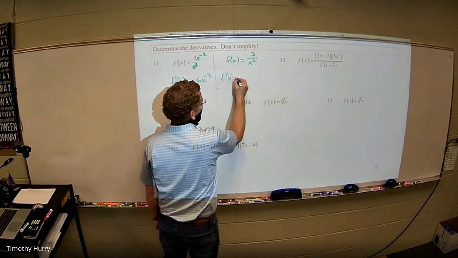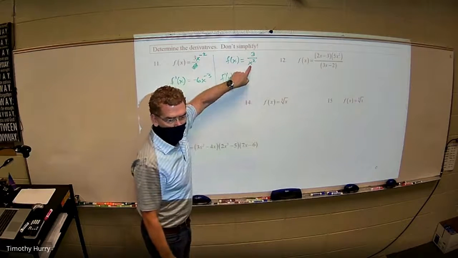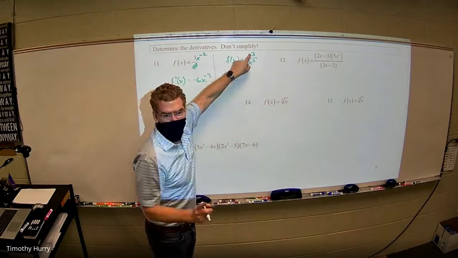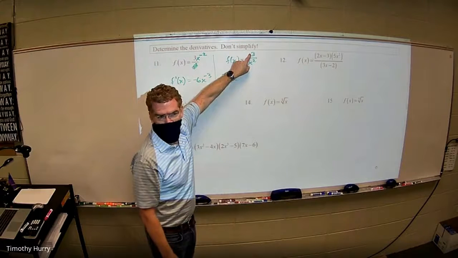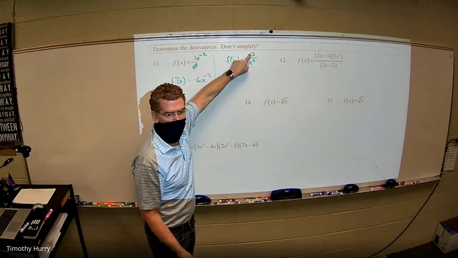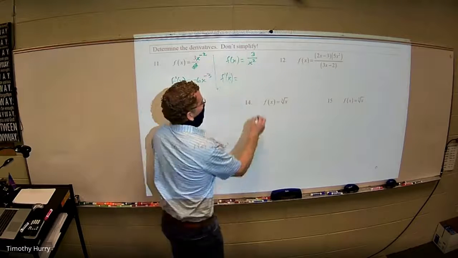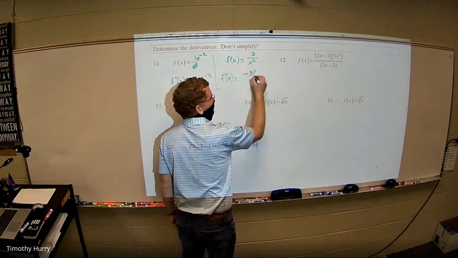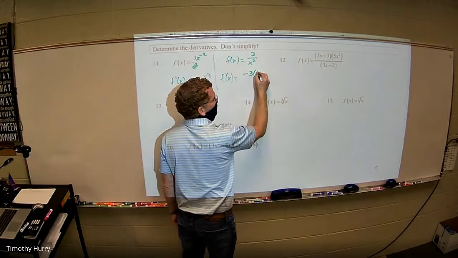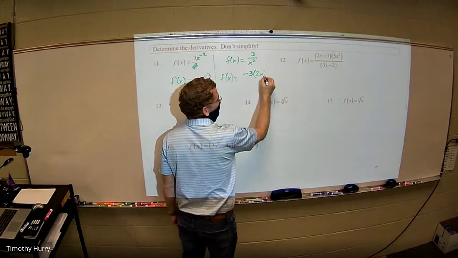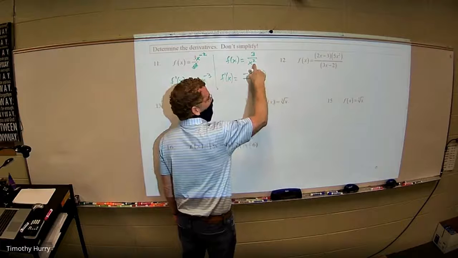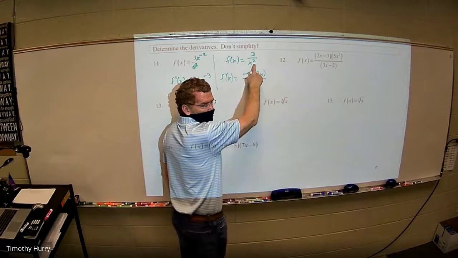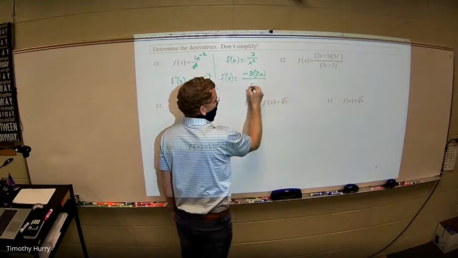What's the rule for the quotient rule? Low d high. What's the derivative of the high? So do I even need to write that part? Okay, so low d high is gone. Minus high d low. What's the derivative of the low part? 2x to the first over what? The low part squared.